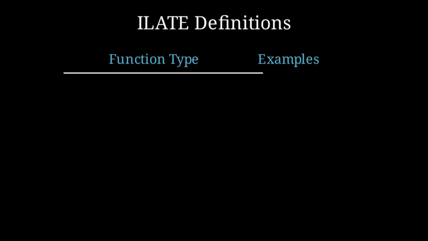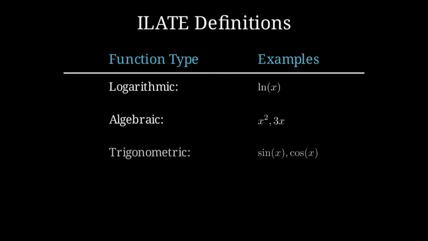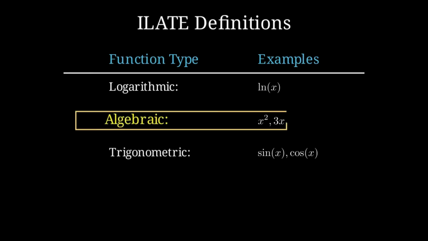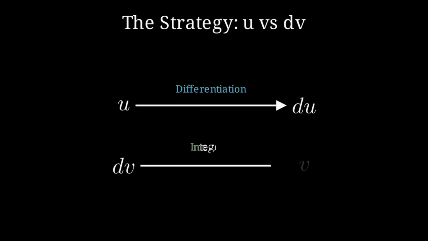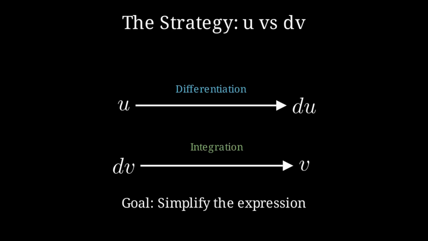Algebraic functions include powers of x and polynomials. Trigonometric functions include sine and cosine. By identifying these types, we ensure that the resulting integral, v du, is simpler than the one we started with. The goal is to pick a u that becomes simpler when differentiated and a dv that is easy to integrate. If we choose correctly, the second integral in our formula will be much easier to solve than the first.